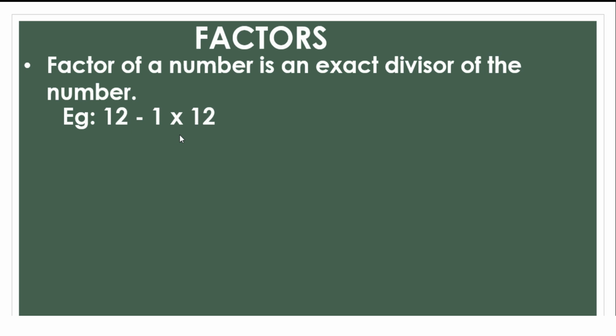1 12s are 12. Then 2 6s are 12. Do we get it in the 3 table? Yes. 3 4s are 12 and 4 3s are 12, but no need to write that. Do we get 12 in the 5 table? No. 6 table? Yes. 6 2s are 12. Then 7 table? No. 8, no. 9, 10, 11, we won't get the answer. But in the 12 table, 12 ones are 12.